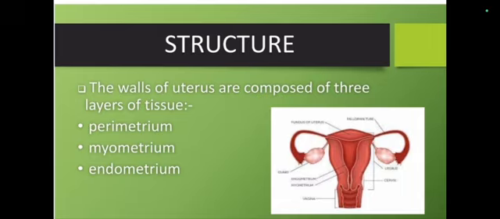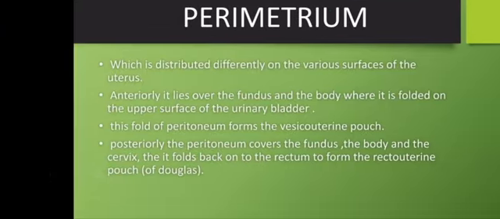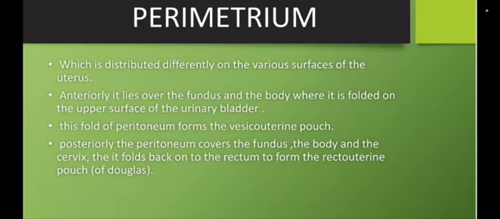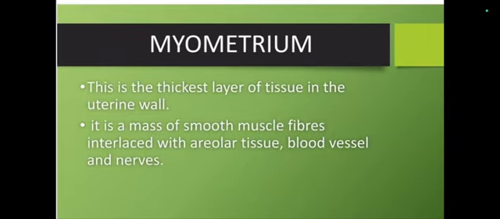Structures. The wall of the uterus is composed of 3 layers of tissue: perimetrium, myometrium, and endometrium. Perimetrium is distributed differently on the various surfaces of the uterus. Anteriorly, it lies over the fundus and the body, where it is folded on the upper surface of the urinary bladder. This fold of peritoneum forms the vesicouterine pouch. Posteriorly, the peritoneum covers the fundus, the body, and the cervix. It folds back on the rectum to form the rectouterine pouch of Douglas.